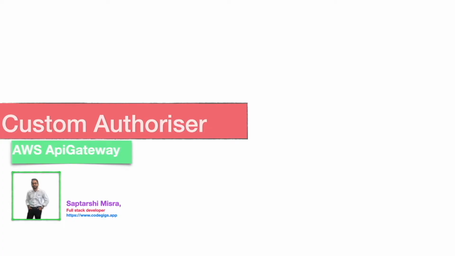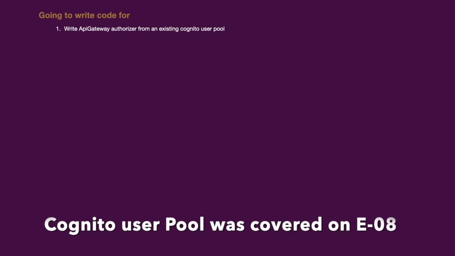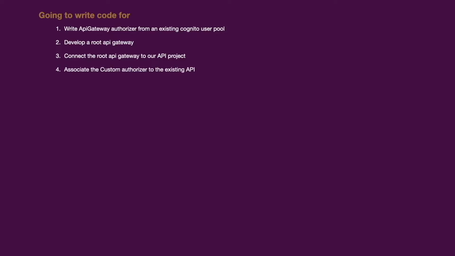In this video, the agenda would be something like this. First, we are going to be relying on the existing Cognito User Pool to develop one API Gateway authorizer. And this API Gateway authorizer would basically be attached to a root API gateway. Next, we are going to be defining the root API gateway for the project to which we are going to attach the API gateway authorizer. And finally, when all of this is done, we will verify and test that our APIs are secure.